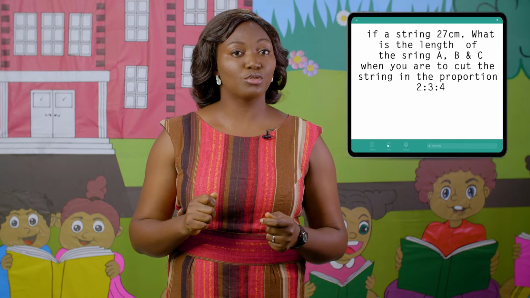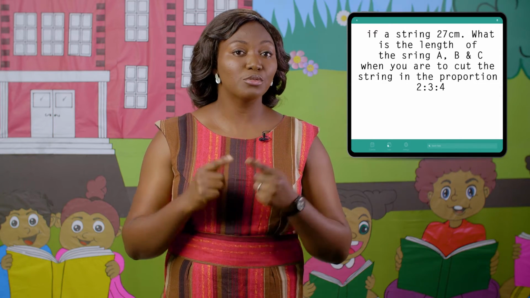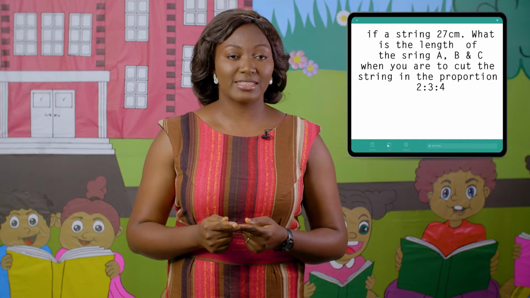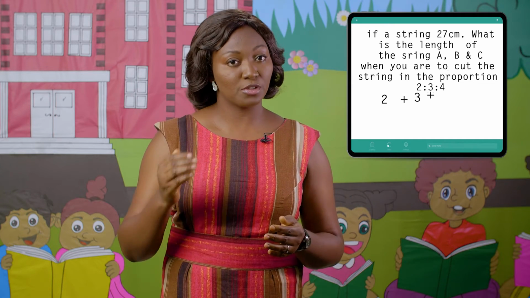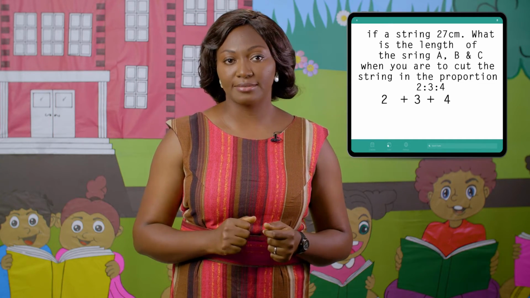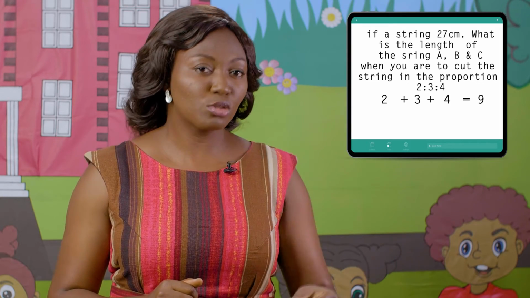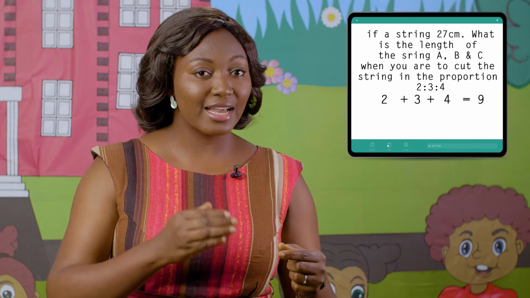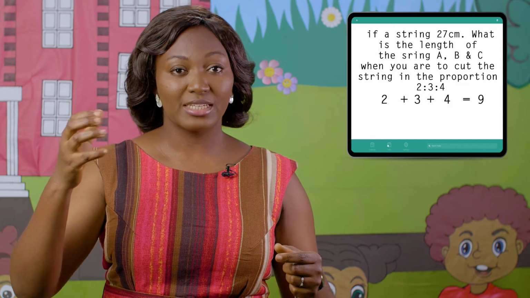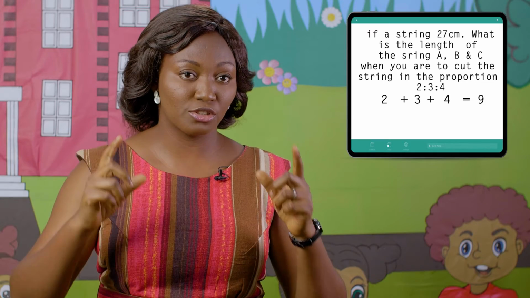The next thing to do is to find the total ratio. That is 2 + 3 + 4. That will give us 9. We're going to take the proportion over the total ratio times the total length. That will give us the length of each string.